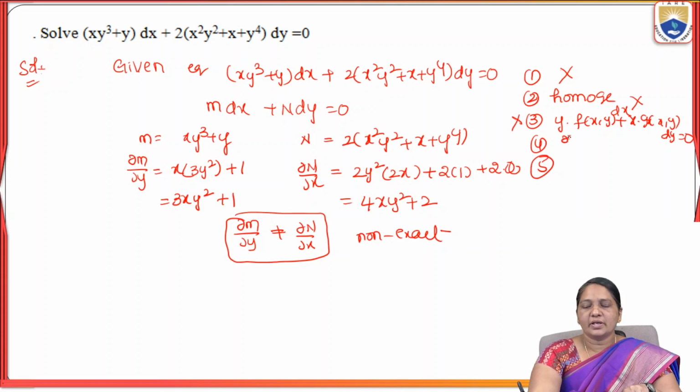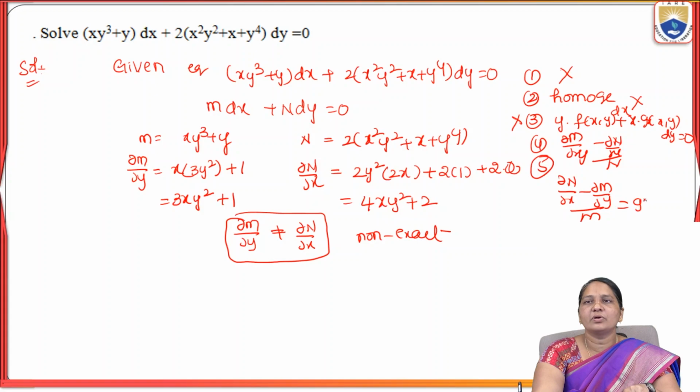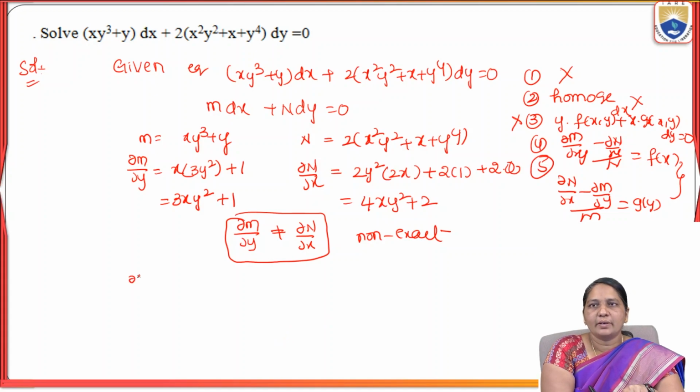Fourth one, we have to check dou M by dou y minus dou N by dou x, divided by N value, and here dou N by dou x minus dou M by dou y, divided by M value. This should be equal to g of y, and this should be equal to f of x. So we are going to check these two conditions. So after calculating dou M by dou y, here dou N by dou x minus dou M by dou y, I am calculating now.